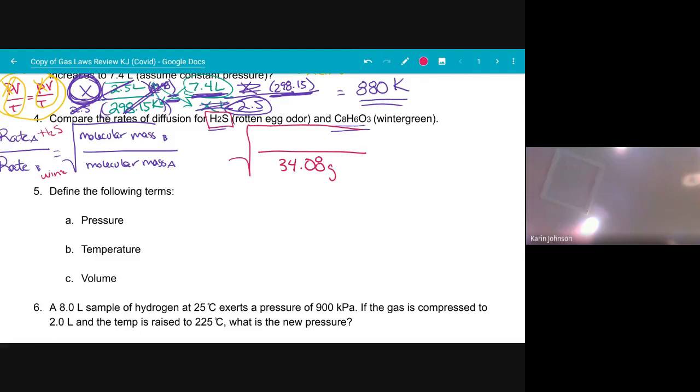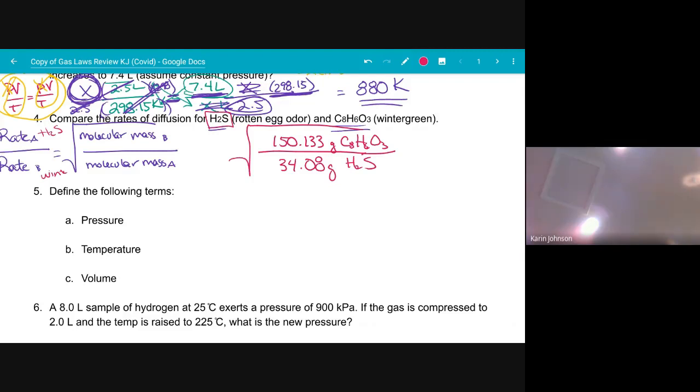So this would be 34.08 grams of H2S on the bottom. And then the wintergreen, I'll just look at my cheat sheet here because I already added it up once, is 150.133 grams of the C8H6O3. The way that I calculated that was looking on my periodic table. I added 8 carbons, 6 hydrogens, and 3 oxygens to get the wintergreen. And now I just do the math on it.